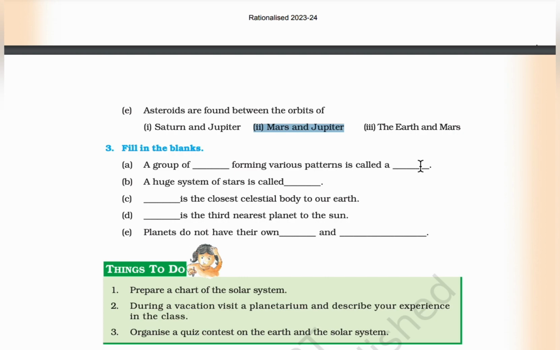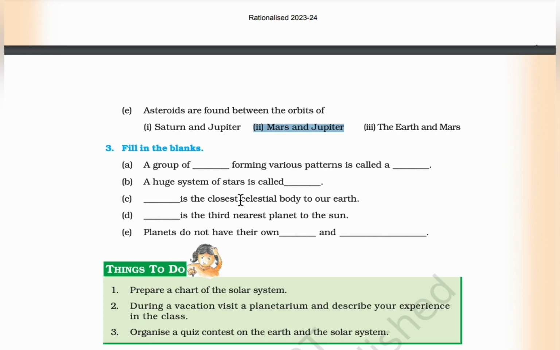So in that, the Saptarishi constellation is present. Okay, so the group of 7 stars is called the Saptarishi constellation. Those 7 stars indicate the pole star. The pole star is also called the North Star. The next question is, a huge system of stars is called a galaxy. Next, dash is the closest celestial body to the earth. So the closest celestial body is the moon.